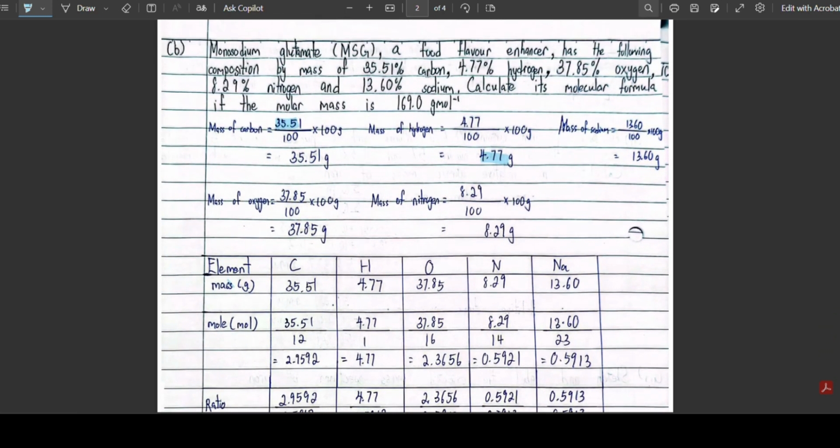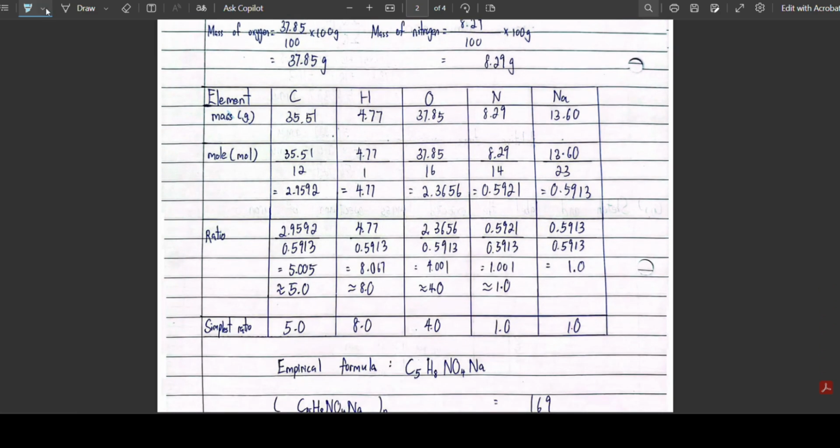After we determine the mass for the elements, we will use the table to find out the empirical formula. So first, we already found the mass. So now we need to determine the number of moles. For the number of moles for carbon, we use the mass divided by the molar mass for carbon, which is 12. Then we get the answer. And for hydrogen also, we use the mass of hydrogen divided by its molar mass, which is 1, and then we get 4.77, and then so on.